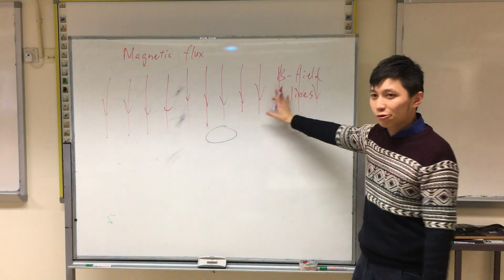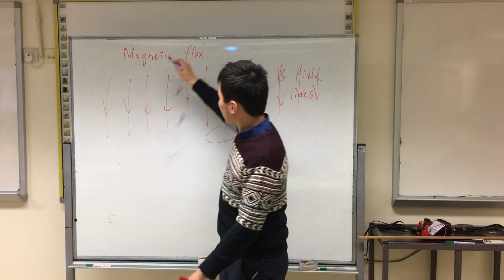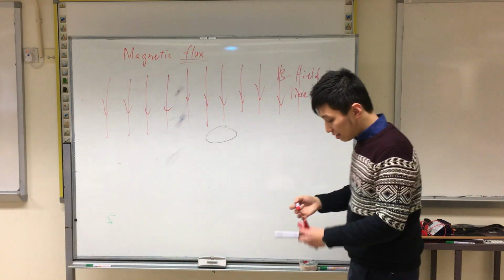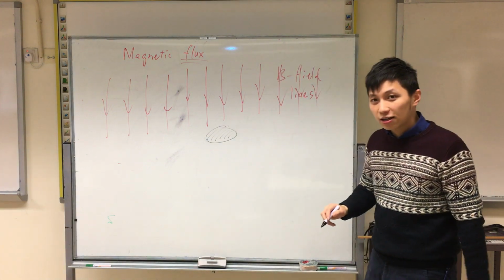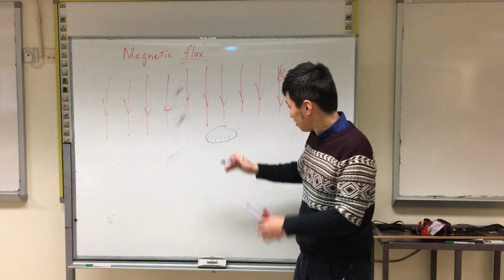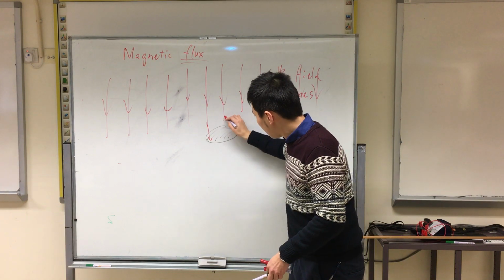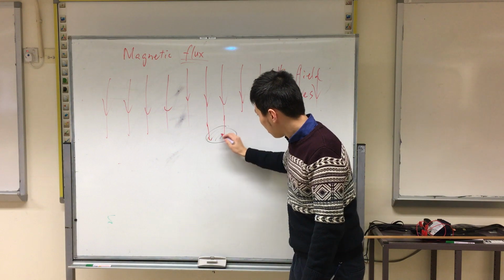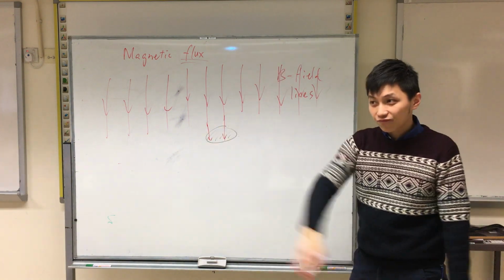Doesn't matter what's outside. So that's why we created a word called magnetic flux, and the word flux means the area that you cover. So that is to say, magnetic flux only counts the magnetic field that are passing through the area that you cover. So let's say only these two. We don't care about the rest.